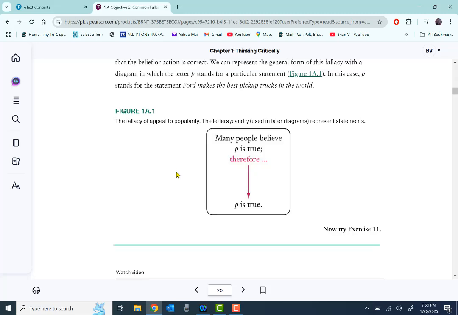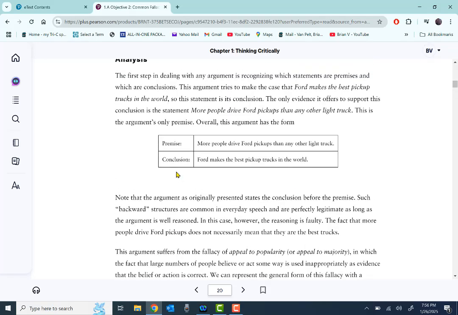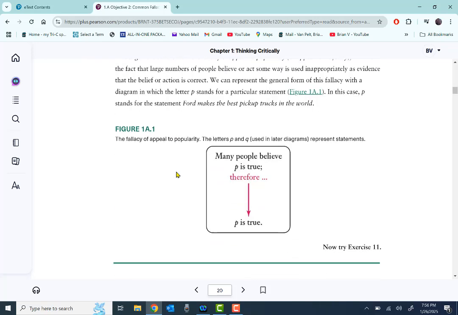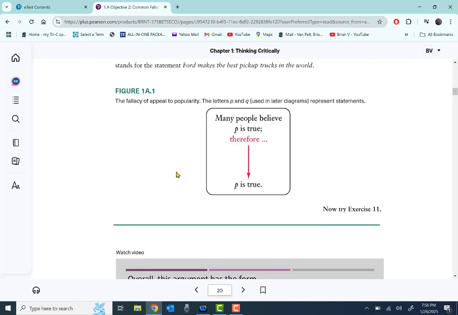So what was the error in thinking here? Appeal to popularity. And so here we have, if many people believe something is true, therefore it is true. That is, as we can see, not correct.